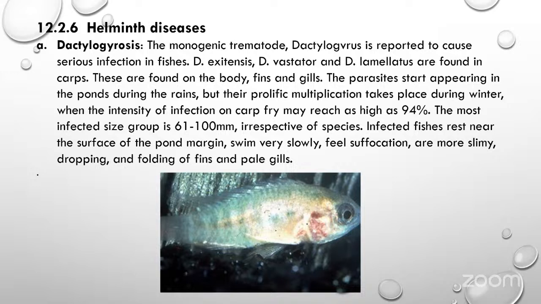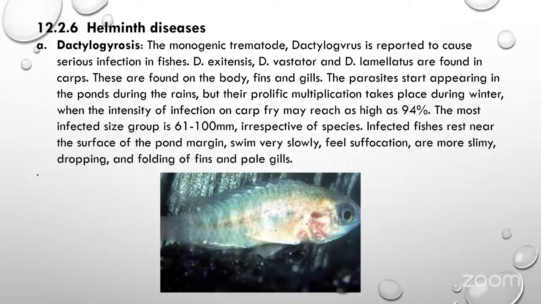Dactylogyrus extensus, Dactylogyrus vastator, and Dactylogyrus lamellatus are found in carps. These are found on the body, fins, and gills. The parasites start appearing in the ponds during the rains, but their prolific multiplication takes place during winter, when the intensity of infection on carp fry may reach as high as 94%.